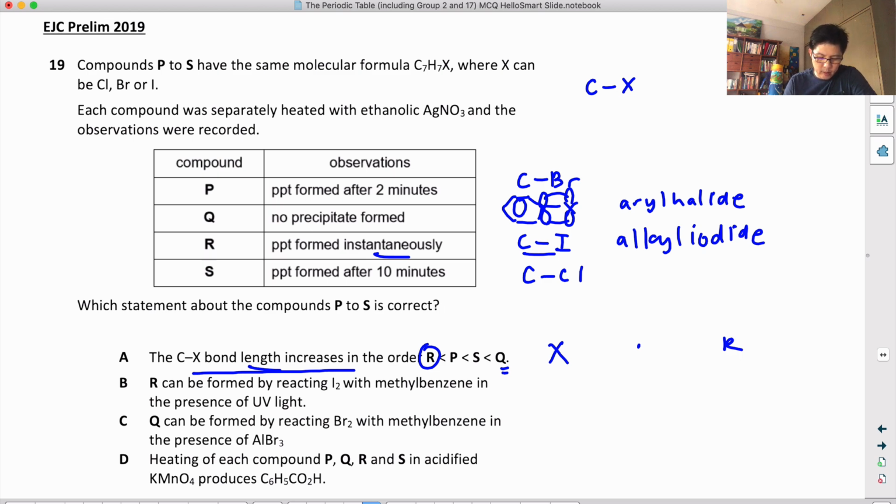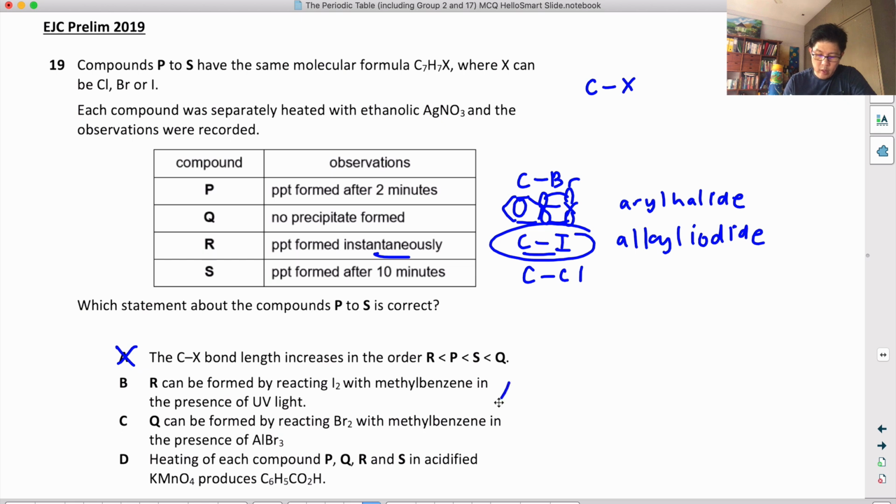How about the next one? This is wrong. Let's just write it down first. R can be formed by reacting iodine with methyl benzene in the presence of UV light. You cannot get an alkyl iodide by reacting with iodine and UV light. For alkanes, only chlorine and bromine can actually react with UV light, but not iodine. So this one definitely is wrong.